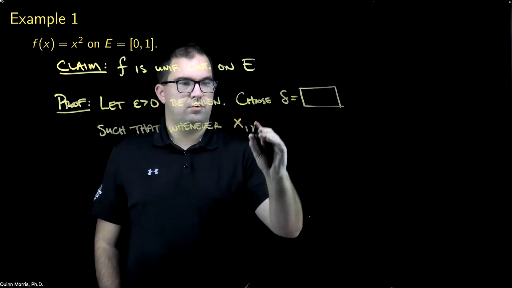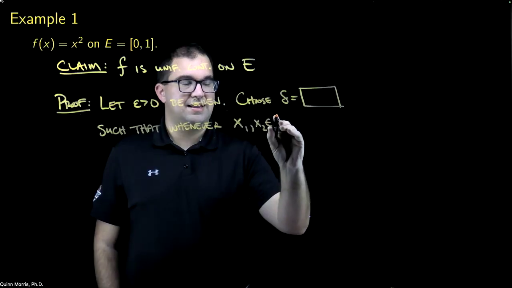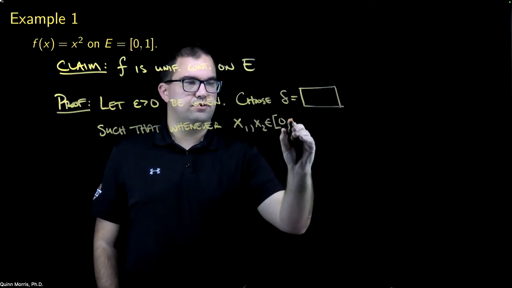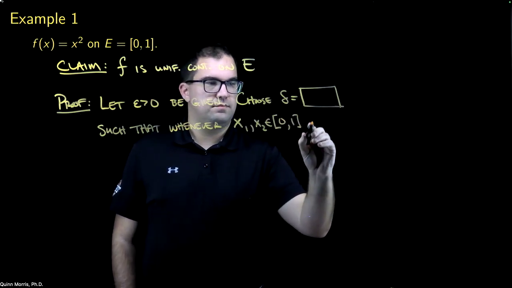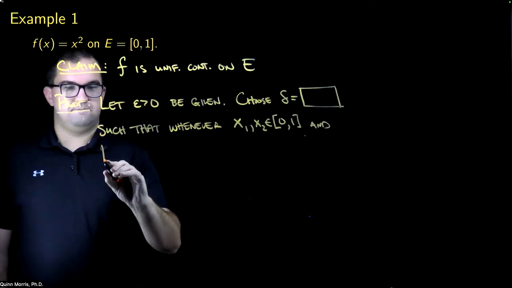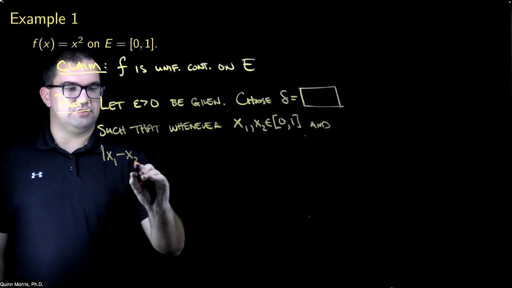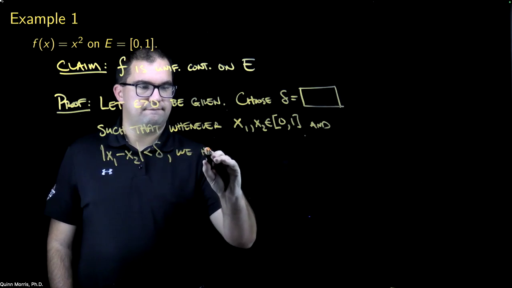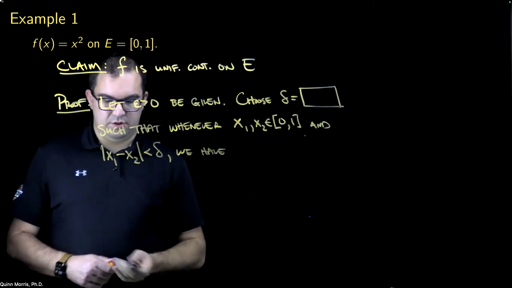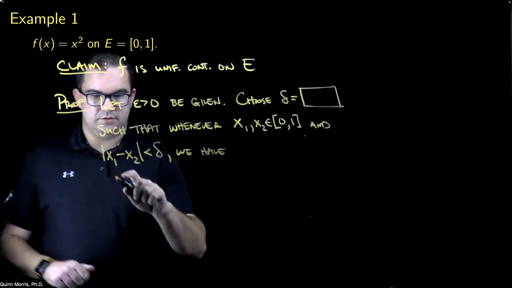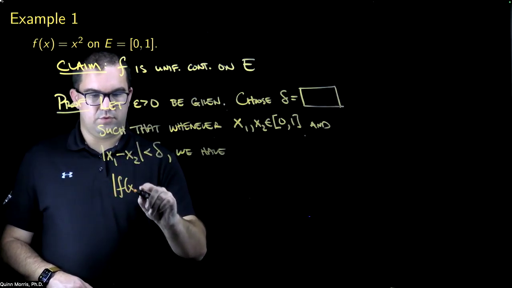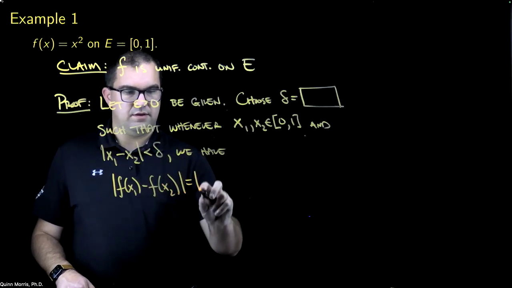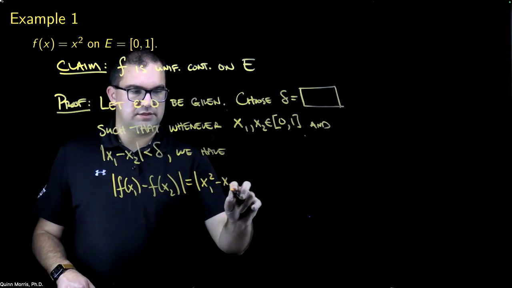whenever x1 and x2 are in my set E, in this case the closed interval [0, 1], and the absolute value of x1 minus x2 is less than delta, we have, okay, now I need to look at my output values. If I look at the absolute value of f of x1 minus f of x2, what is that? That's just going to be x1 squared minus x2 squared.